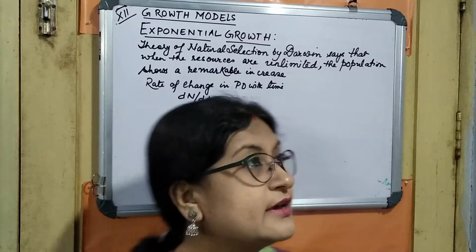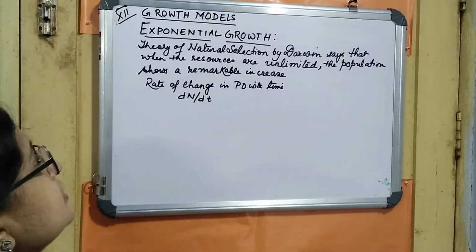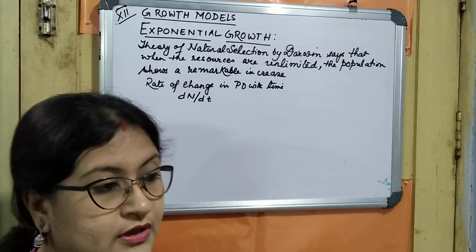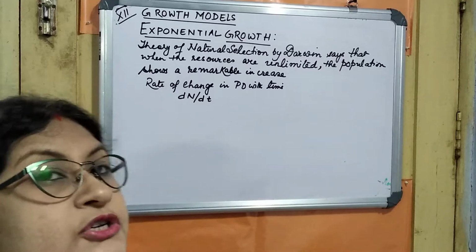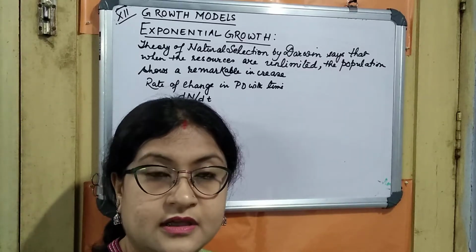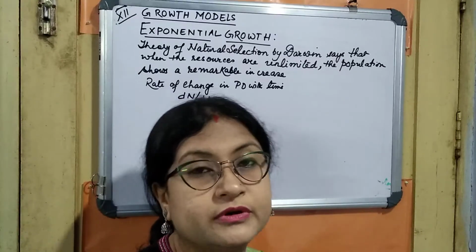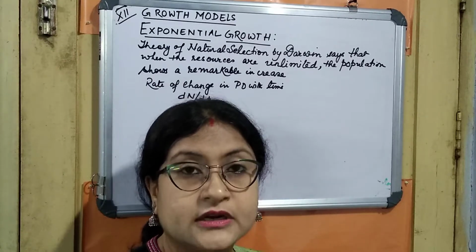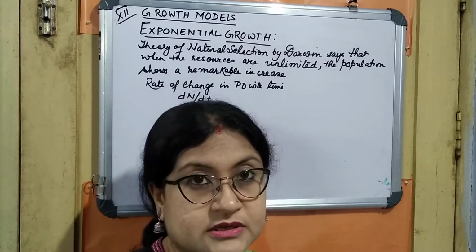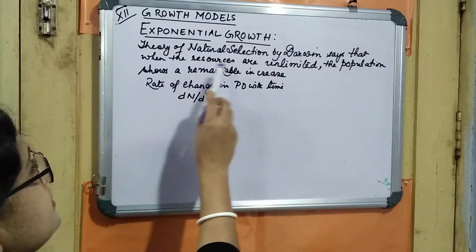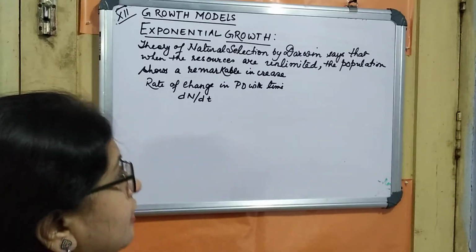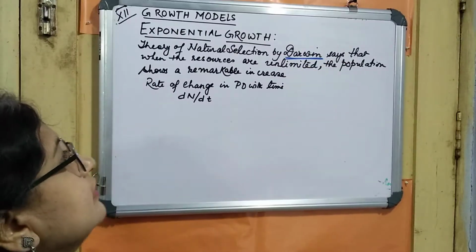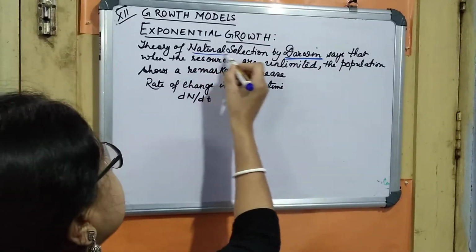So now if you can see, I have already mentioned what the meaning of this exponential growth is. What is the meaning of exponential? It means all of a sudden there is an increase in population, which we call an exponential increase. Now why is it taking place? First of all, this is according to the theory of Darwin. We know Darwin gave the theory of natural selection.